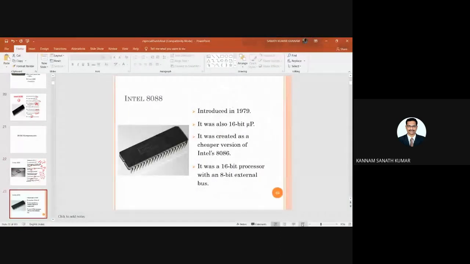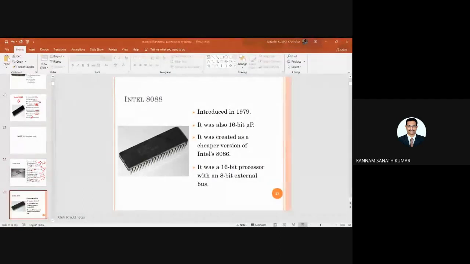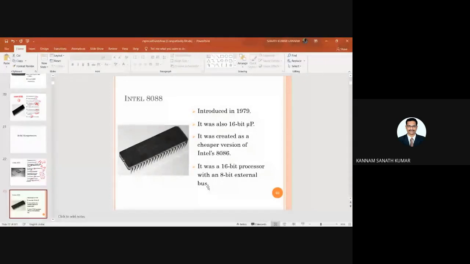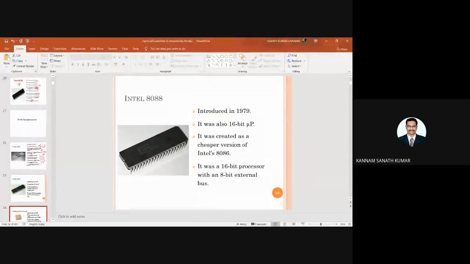Next one is Intel 8088. This was introduced around 1979. This is also a 16-bit microprocessor. We also call it a cheaper version of Intel's 8086. It was created as a cheaper version of Intel 8086. So it is a 16-bit processor with an 8-bit external bus. Okay, so that is the 8088.